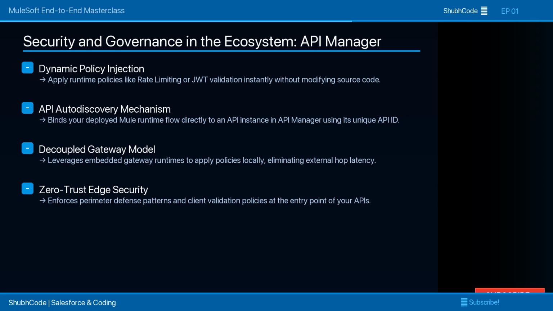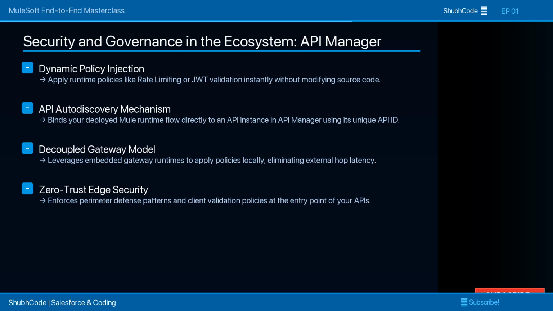When you deploy a Mule application, you configure an Autodiscovery element in your XML, linking your Mule flow back to a specific API ID in API Manager. Let me show you how this looks in the XML configuration. You define an API Gateway Autodiscovery component pointing to your main flow, specifying the API ID. Once started, the runtime pairs with the gateway, pulling down policies and executing them at the edge.